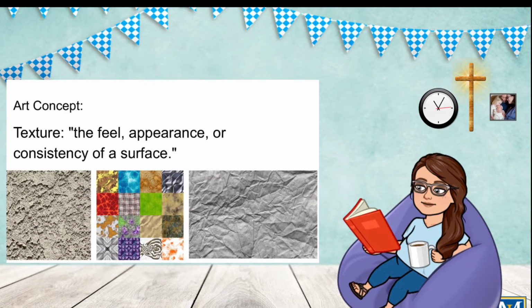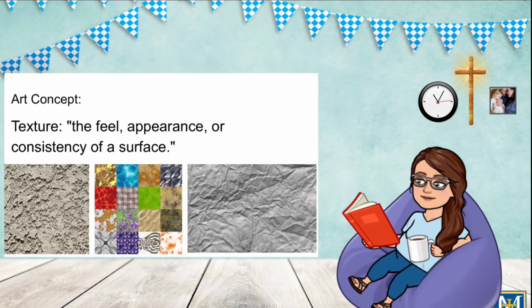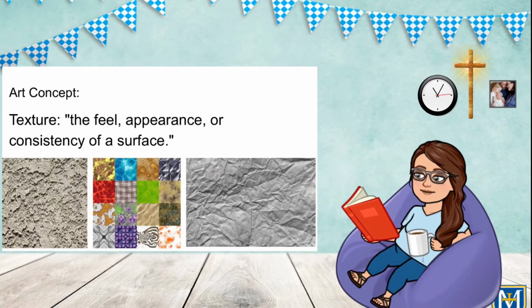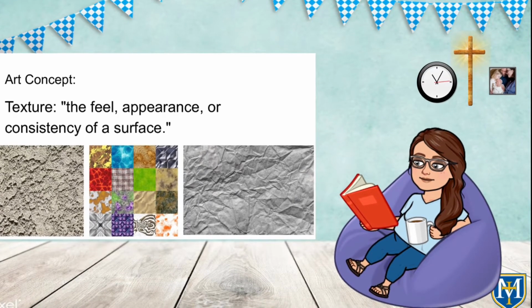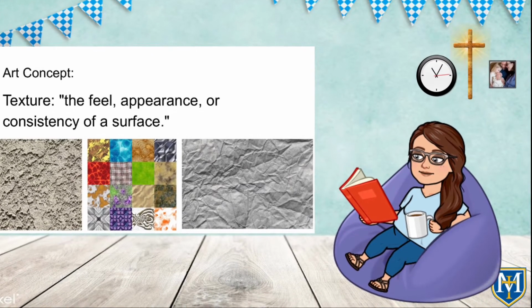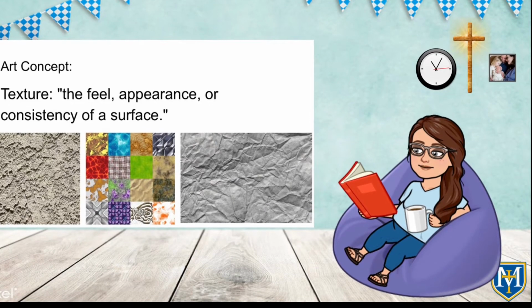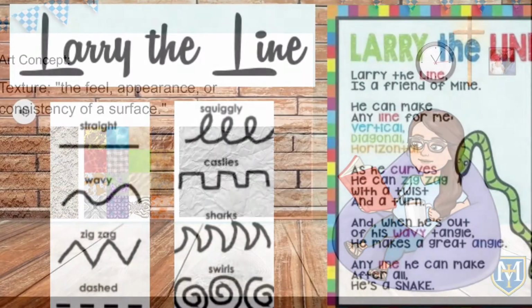This is defined as the feel, appearance, or consistency of a surface. If we look at the wall in our classroom, there is a texture. If you look at the table, there's a smooth texture. If you look at the bottom of your shoe, maybe there's a bumpy texture. So how do we draw implied texture?